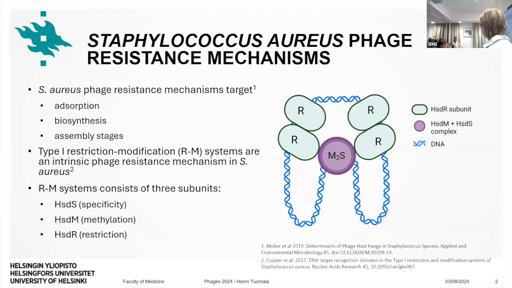One of the major phage-resistance mechanisms is the restriction modification system, which consists of three subunits: the specificity subunits that recognize a certain DNA sequence, then the methylation subunits that methylate the DNA, and then the restriction subunit that restricts.